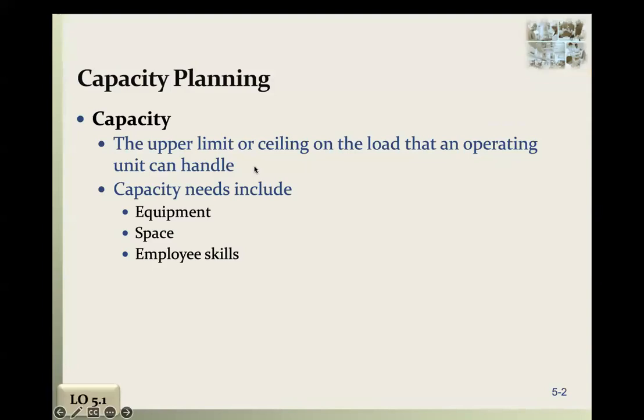The basic definition of capacity is the upper limit or ceiling on the load that an operating unit can handle. Which means the maximum a facility or operation can handle. And by capacity, we mean that it also includes equipment, space, and employee skills, because all these things together are involved in making a product or delivering a service. Therefore, whenever we talk about capacity, equipment, space, and employee skills are included.